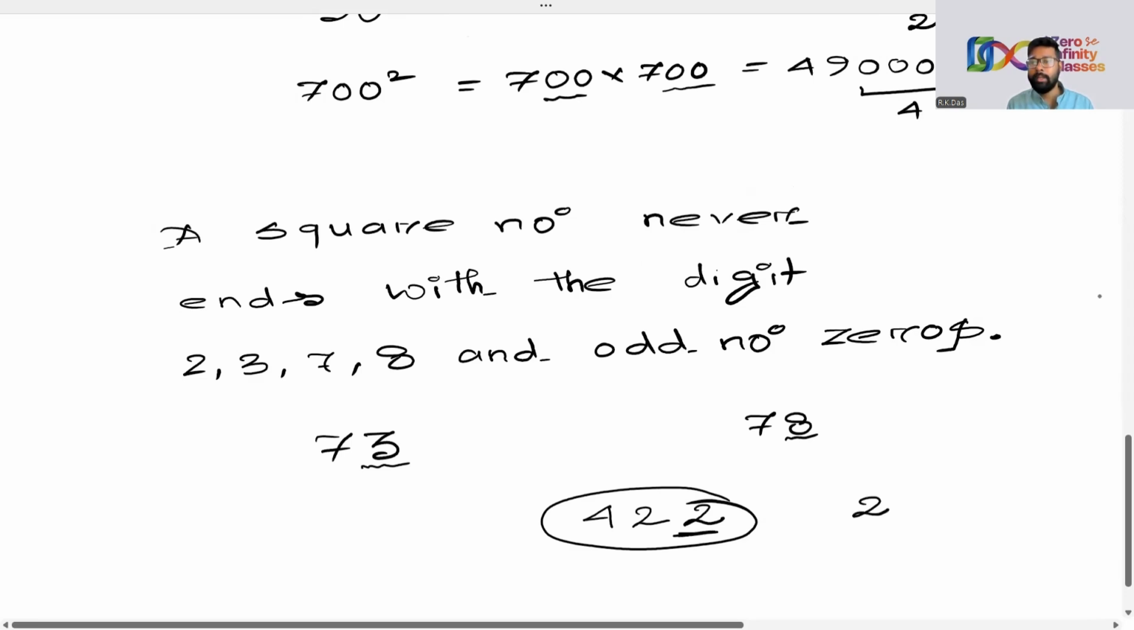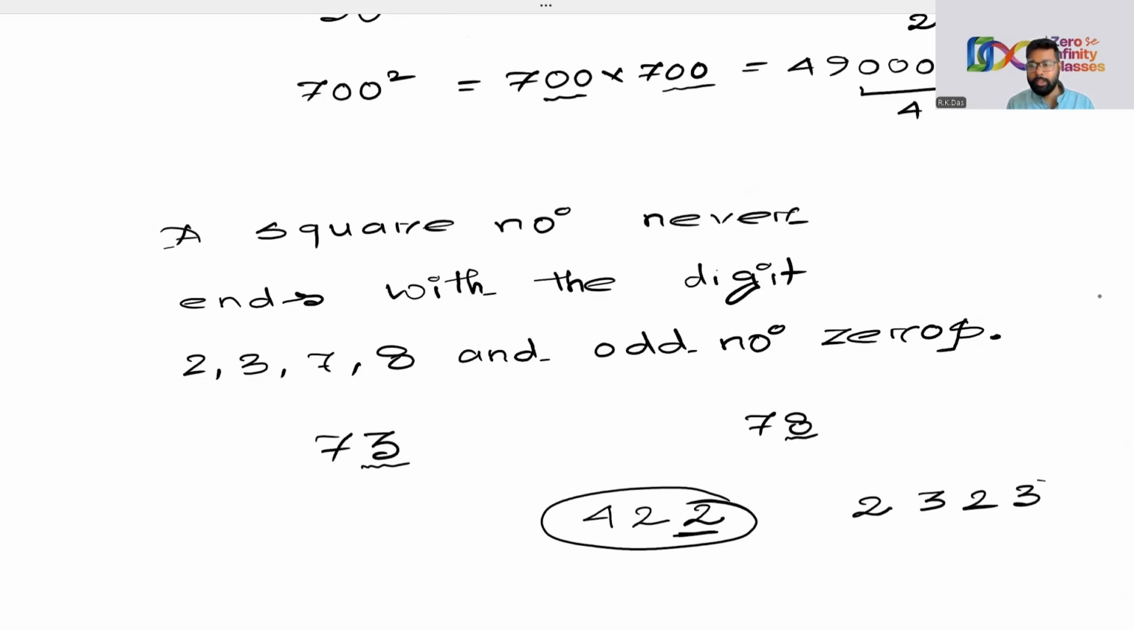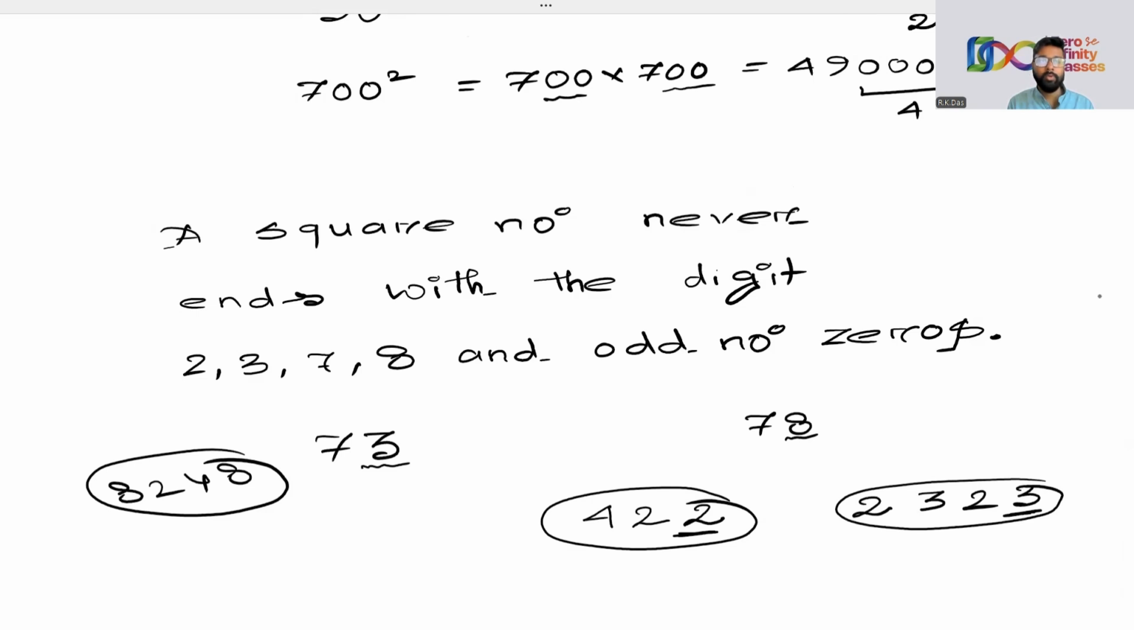Then again, suppose I'm writing 2323. Is it a perfect square? No, because the last digit is 3. Again, suppose I'm writing 8248. Is it a perfect square? No. Why? Because the last digit is 8. So here we have learned what?